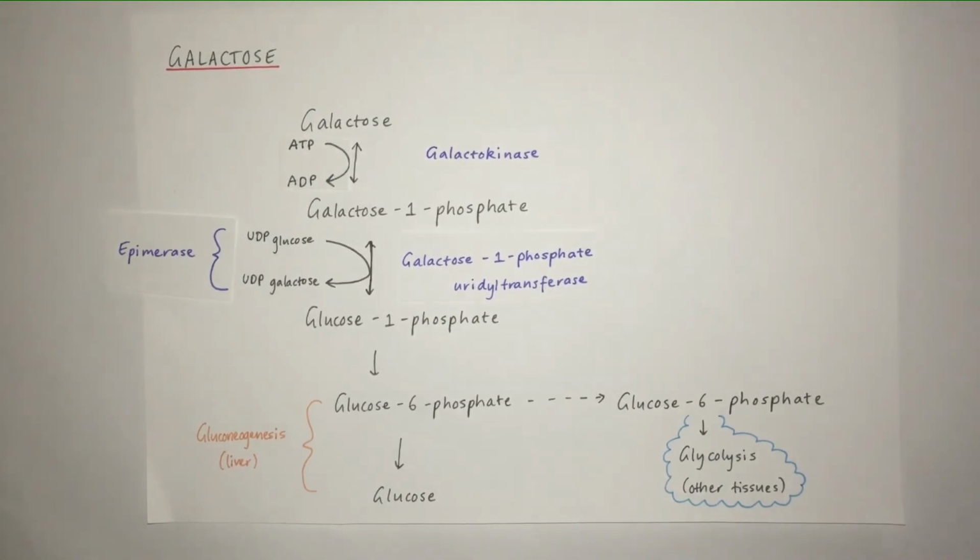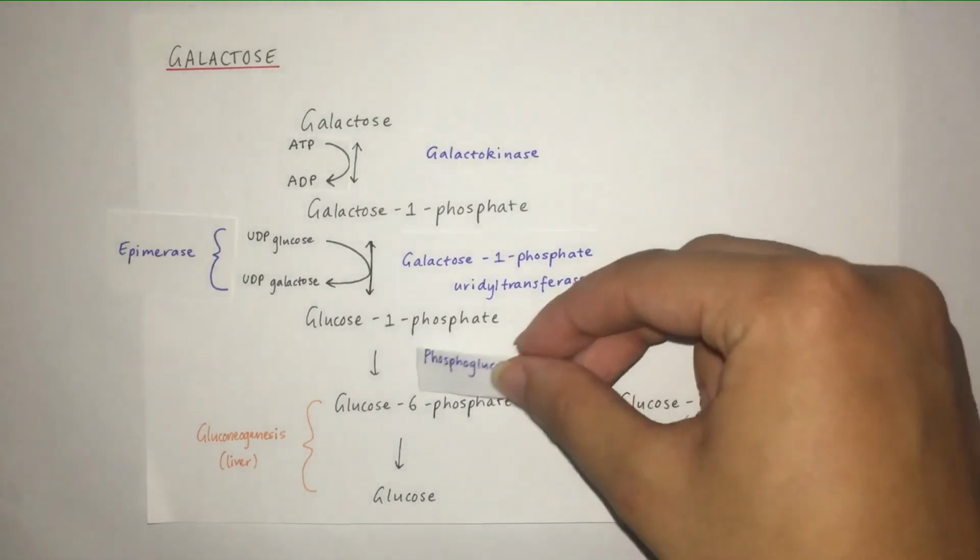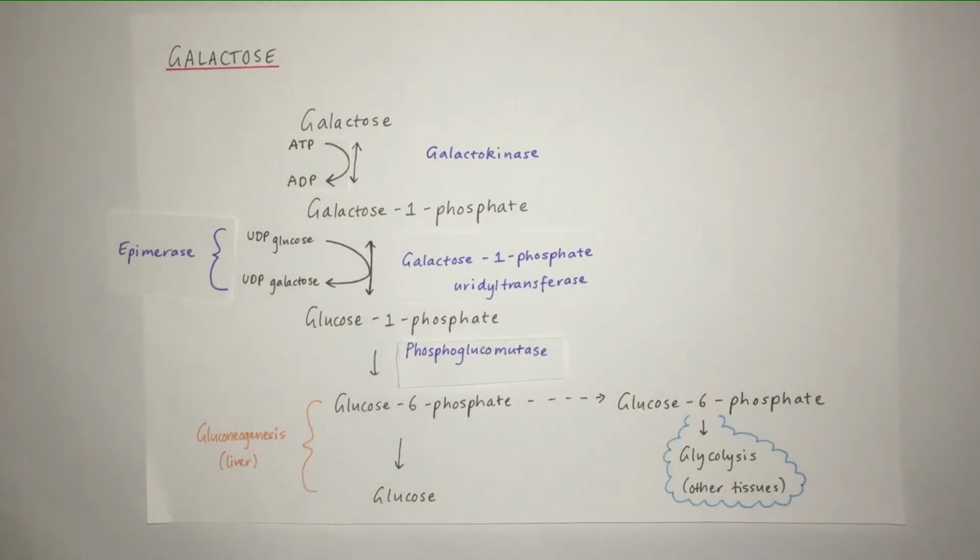So then we have glucose 1-phosphate becoming glucose 6-phosphate. And this enzyme is phosphoglucomutase that does this. And this is quite a common reaction. So just make sure that you've got this one in your mind, phosphoglucomutase. So this glucose 6-phosphate can either go to the liver and undergo gluconeogenesis, as I've written in orange, and it will become glucose, or it can be broken down by glycolysis in other tissues. Remember, we can only produce glucose in the liver. So that's how galactose gets broken down into glucose and is able to be metabolized in the body.